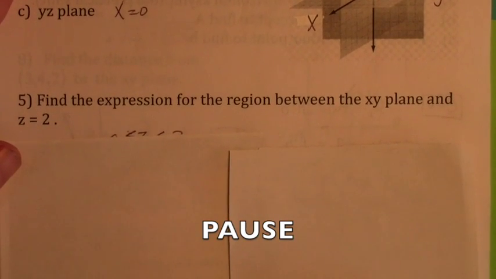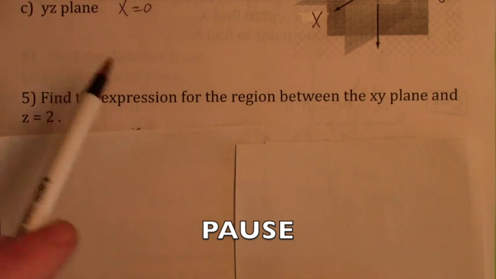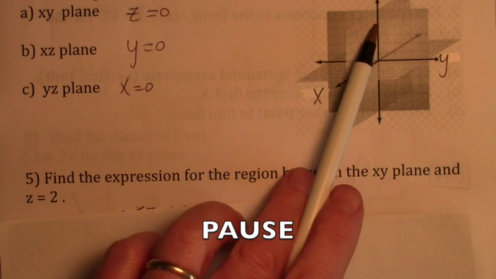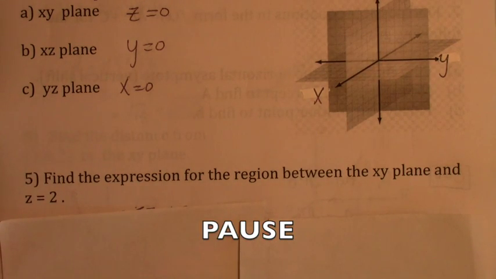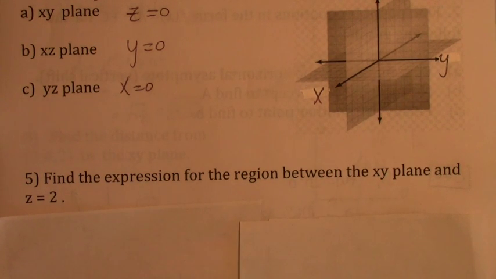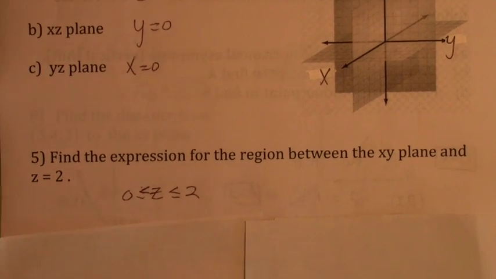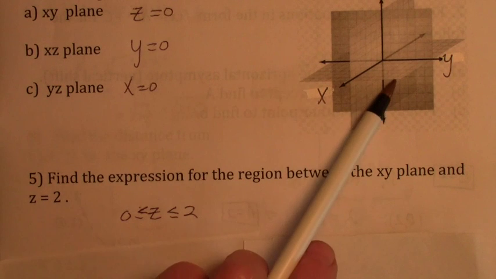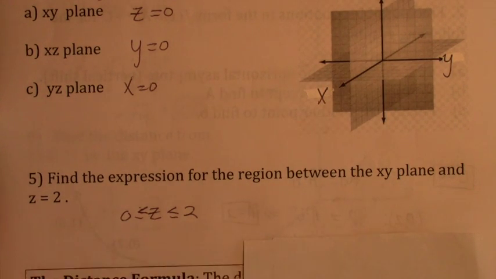How about this? See if you can do this one. Find the expression for the region between the xy plane and the plane z equal 2. What would that be? How would you represent that region between the xy plane and z equal 2? Well, it would be a slab, wouldn't it? It'd be a slab, an infinite slab. So the z coordinate ranges from 0 to 2. X and y can be anything, so you just say z is between 0 and 2.